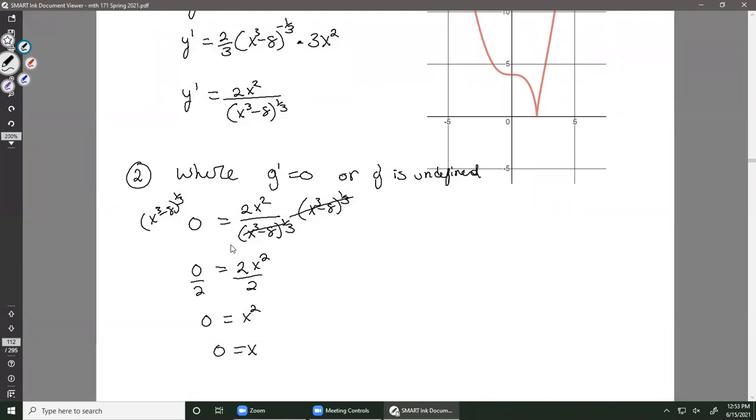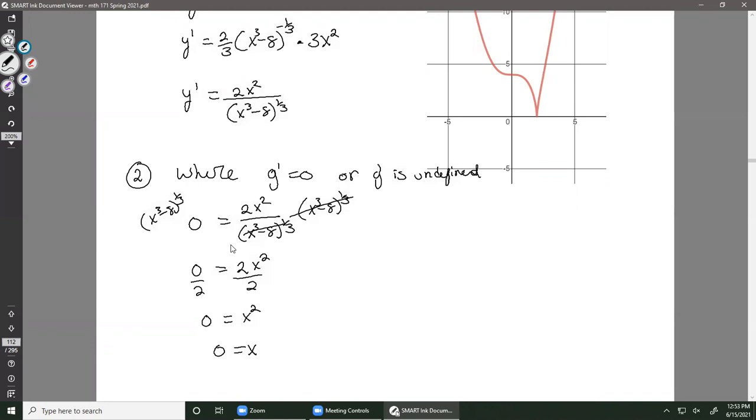Now we need to know where it's undefined. If you have a function with a square root in it or a fraction in it, if it's a fraction, it's where the bottom equals 0. If there is a square root, it is where the square root piece is negative. With derivatives, you really have to worry about fractions.